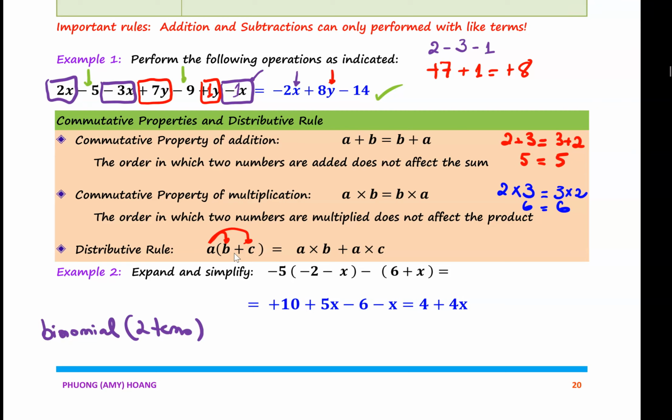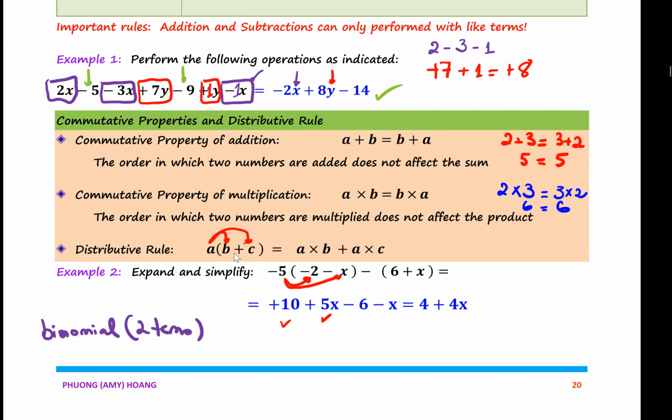So let's take a look at our example number 2. Example number 2 says that I need to expand and simplify. So here you have a negative 5 and you have this inside the bracket. So I will take negative 5 and multiply each of these inside the brackets. So negative 5 times negative 2 should give me positive 10. Negative 5 multiplied by negative x, you leave the x as the same, but you multiply the two coefficients. So negative 5 times negative 1 will give you positive 5.